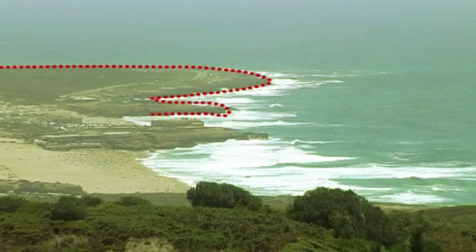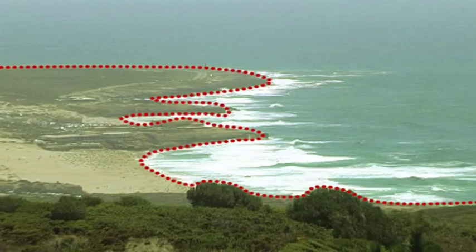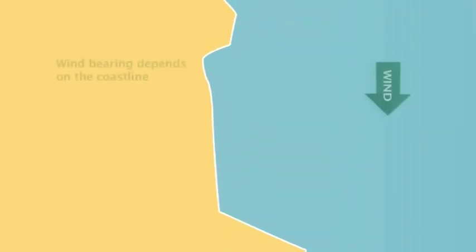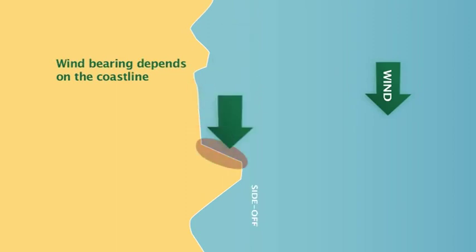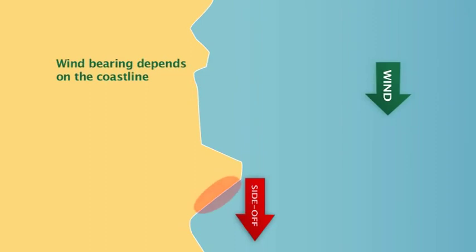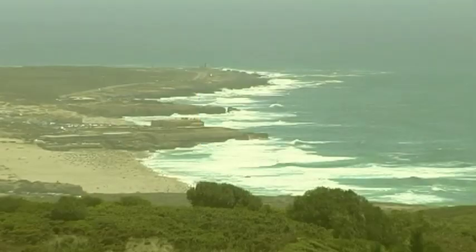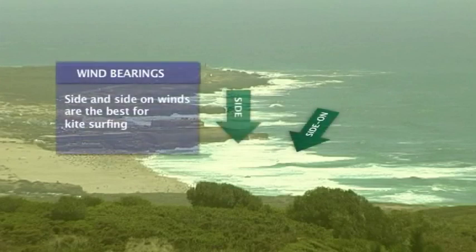The coastline must be considered. This has an effect on wind bearings. Depending on the place you are, the wind may change from side to side onshore or side offshore. The most suitable wind bearings for navigation are side and side-on, simply because they will bring you back to the shore in case of a problem.